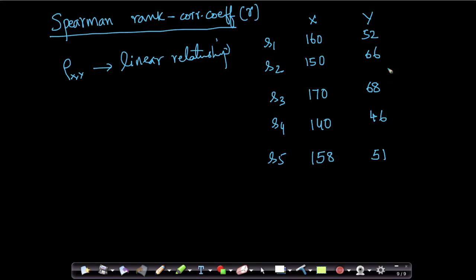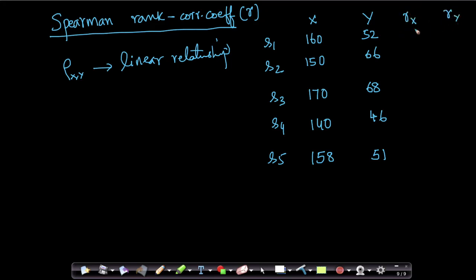So I've just drawn a simple tabular data here so that it's easier for us to go through it. Let's assume I have collected height and weight, my random variables x and y, for 5 students, right? And let's assume these are my heights and these are my weights, heights in centimeters and weights in kilograms, right? Now what rank correlation coefficient says is, instead of using your x and y, let's create a new random variable. Let's call it rank of x and rank of y.